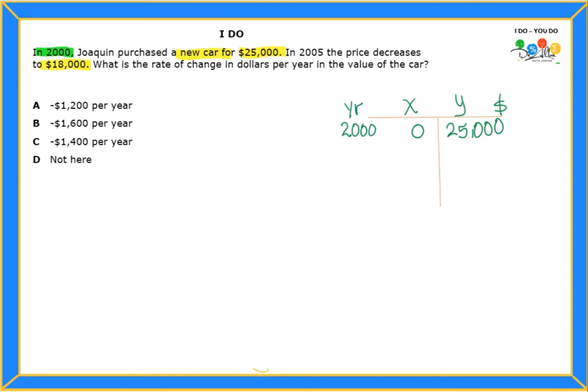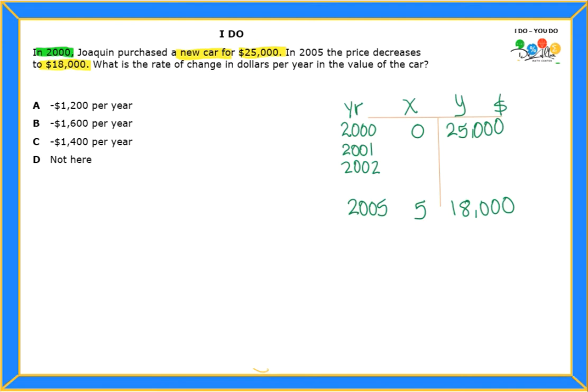After that, it comes 2001, 2002, and so on. Is that right? So what do I know about the year 2005? Well, in the year 2005, they evaluated the car. And it says that the price for the car at that time was $18,000. So what number would I use for 2005? Well, think about it. Start counting. From 2000 to 2005 is actually 5 years. So 2005 will be 5 for X.